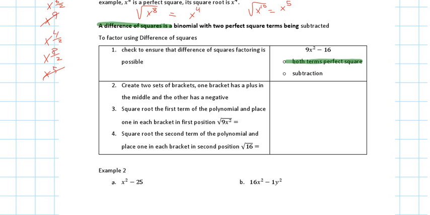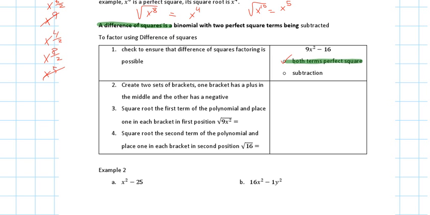The second check mark is, do I have a minus between them? Yes. So that's the second check mark. So now I can use my difference of squares factoring technique. How does that happen? What steps do I need to take?